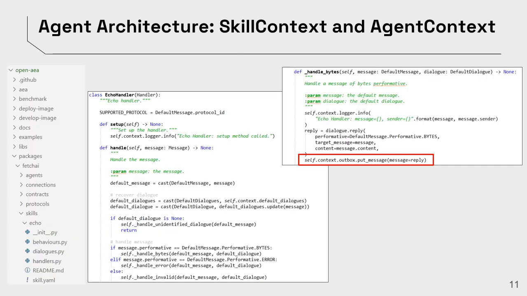We have already seen an example of the skill context. If we go to the echo skill again, and we open the file handlers.py, we can see that the echo handler, which implements the handleBytes method, is accessing the skill context at this point. Then it's calling the outbox object, and then it's calling the method putMessage. The outbox object is actually an object from the agent context. However, for convenience, the skill context provides some wrapper methods to the agent context. Here, you can also see an example of the usage of the skill context.